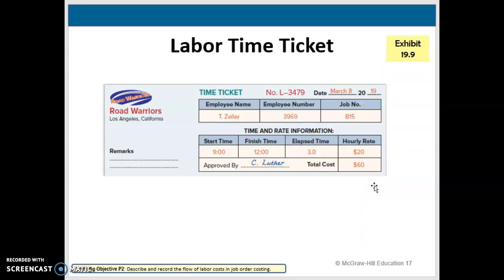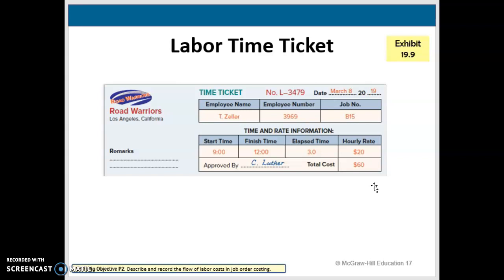When we look at the labor time ticket, this is just an example of one, and it's reporting the time a Road Warrior employee spent working on job B15. So it shows that time ticket number L3479 was for March 8th. The employee's name is T. Zeller. It gives their employee number, what job they're working on, what time they started working on that job, what time they ended, how many hours, and their hourly rate, so that we can then calculate that total cost of $60.